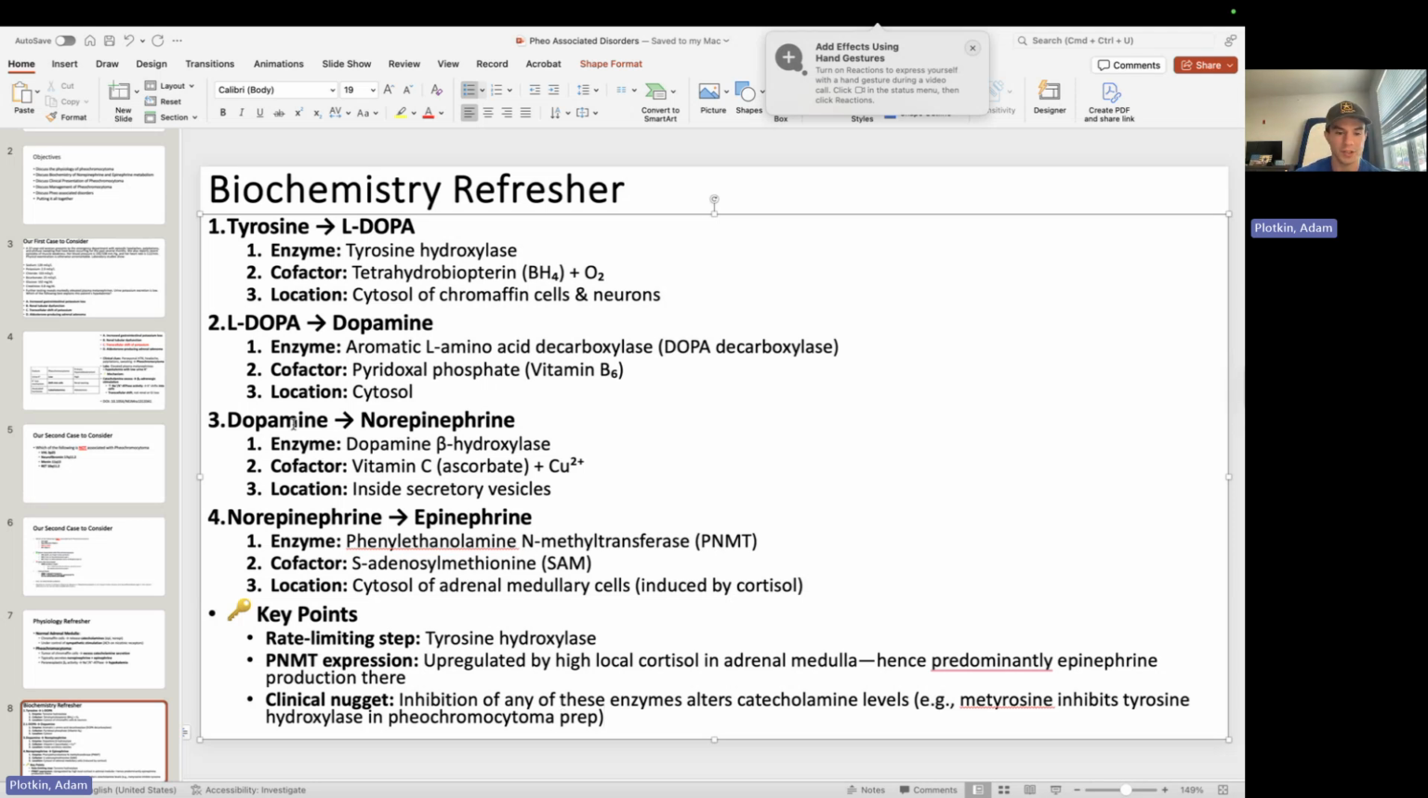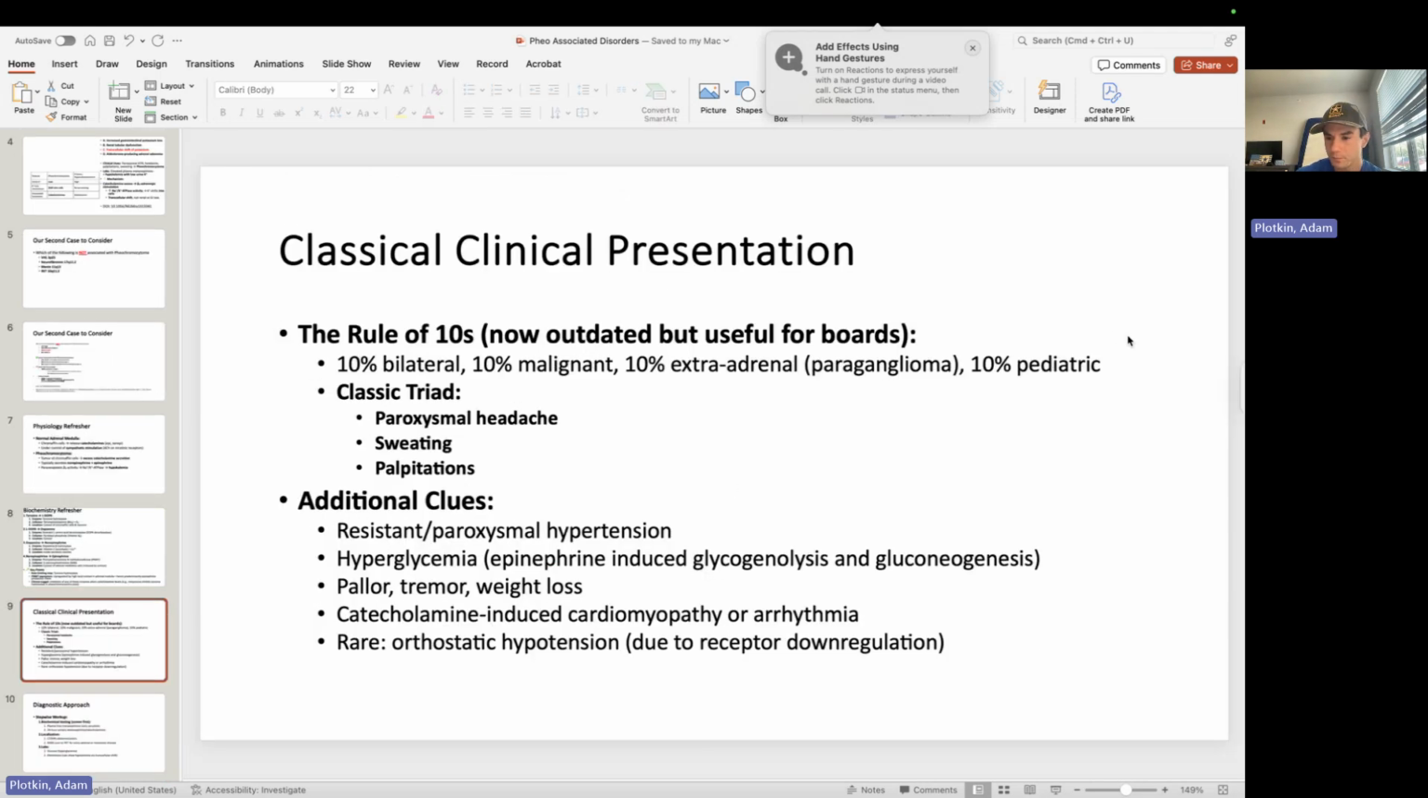But again, we take tyrosine, turn it into norepi, and then norepi can be converted into epi via PNMT, which is induced by cortisol. So when cortisol is really high and really dense, we can get more epinephrine. When cortisol is lower or we have less dense amounts, it's harder to induce the PNMT, and norepi will be the bigger product made.